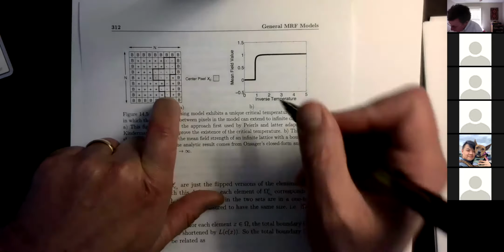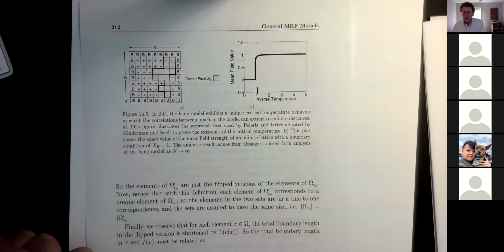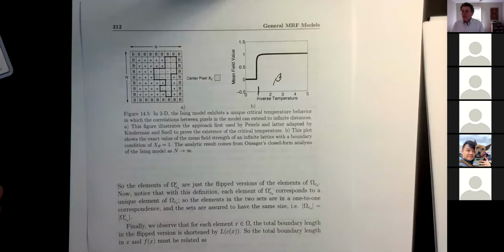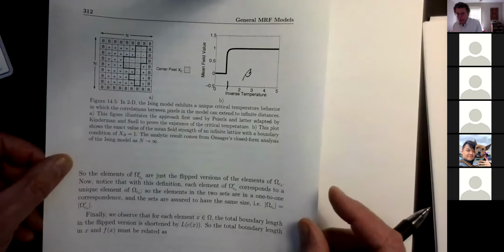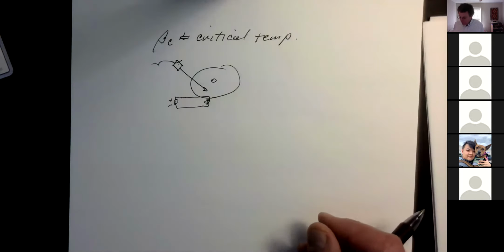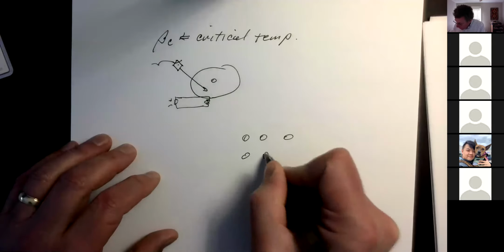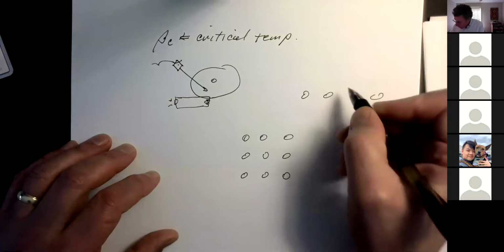The critical temperature you can actually measure, and you can mathematically calculate it. This is beta, inverse temperature, here. This is really interesting. It was the first time they were able to mathematically model the nonlinear behavior they had observed in the material properties of the Ising model. And the reason is the loopy dependencies. In a 1D case, you don't get this kind of phenomenon.